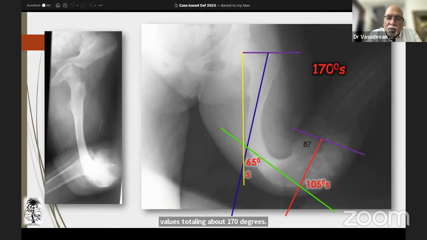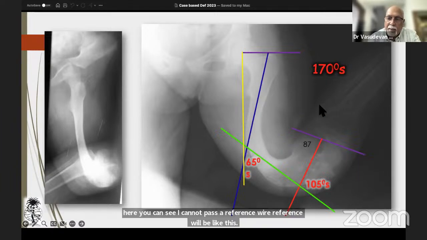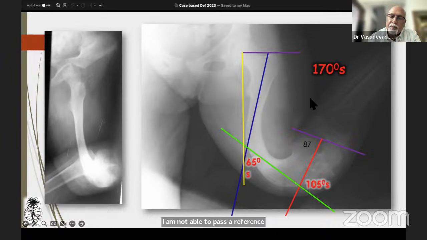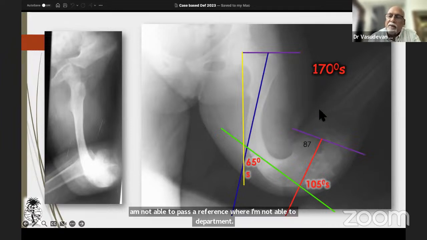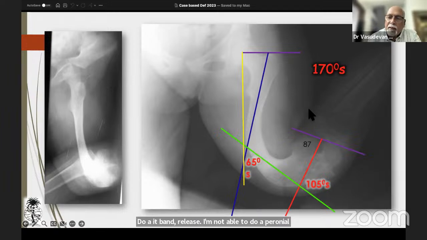So there are two levels. I need to do an osteotomy at this level, and I need to do an osteotomy at that level, and correct it. Here you can see I cannot pass a reference wire. The reference wire will be like this, but I am not able to pass it. I am not able to do an IT band release. I am not able to do a peroneal nerve release, because I cannot even put my finger in between these two.